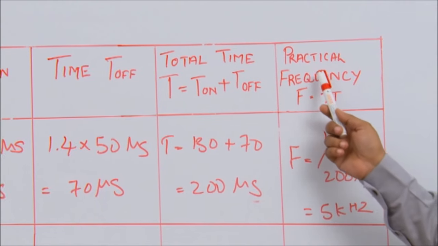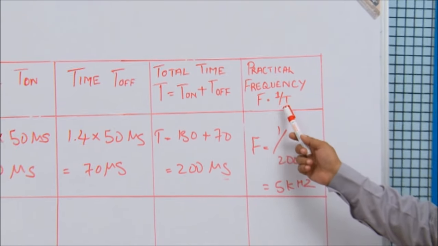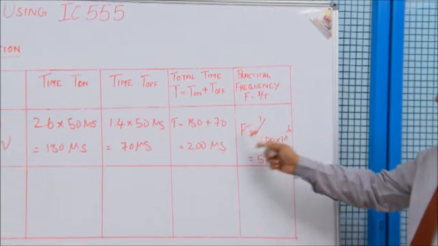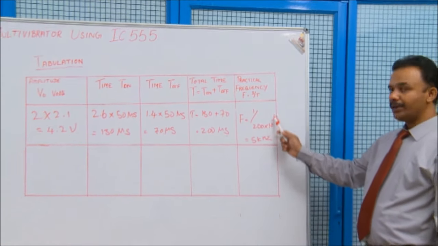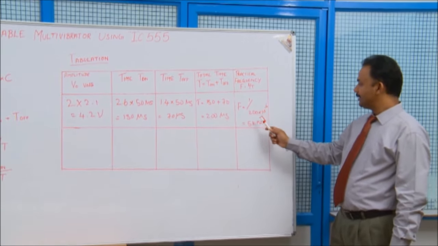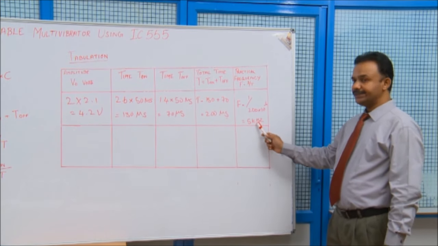So if you find the practical frequency, F equal to 1 by T, and F equal to 1 divided by 200 microseconds. Microseconds will be measured in 10 power minus 6, so the output is 5 kilohertz.